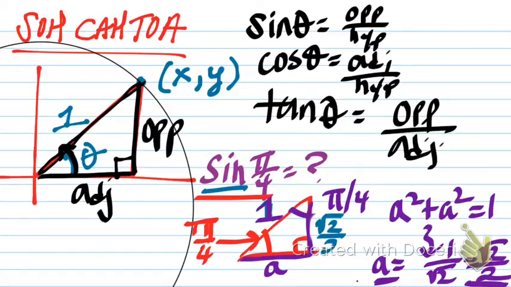So without breaking too much of a sweat, we can calculate that sine, or the opposite side of the angle pi over 4, which is this one right here, is root 2 over 2 because of the Pythagorean theorem and the fact the hypotenuse is 1 and that this is an isosceles triangle.